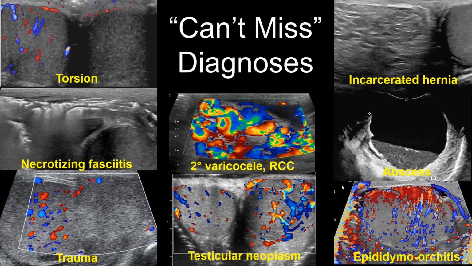And then our tumor category. We looked at a patient with a secondary varicocele as his presentation for his RCC. We reviewed a patient who had his testicular neoplasm present as he came through the emergency department with pain. And we also had our liposarcoma patient of the cord come through the emergency department.